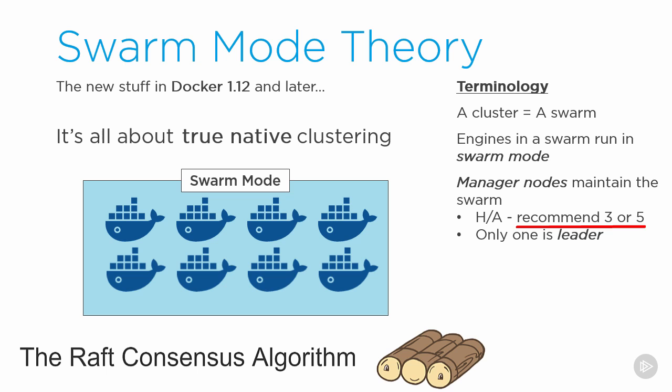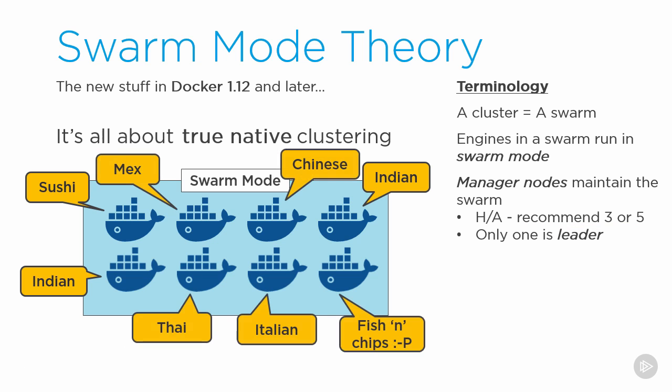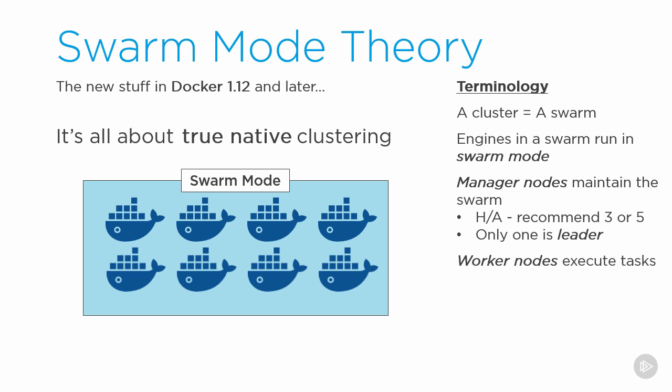The premise here is that the more managers you have, the harder it is to get consensus, or the longer it takes to get consensus. Just the same way as 2 or 3 people deciding which restaurant to go to is way easier than 20 people. Anyway, worker nodes, on the other hand, just accept tasks from managers and execute them. Speaking of which, that leads us nicely to services.